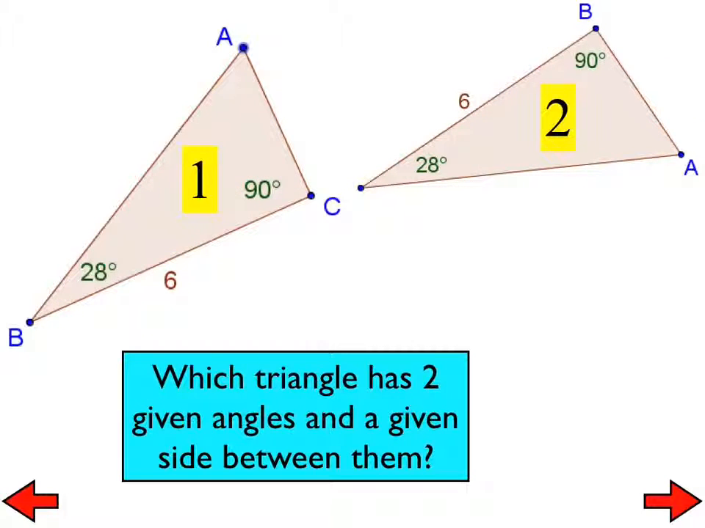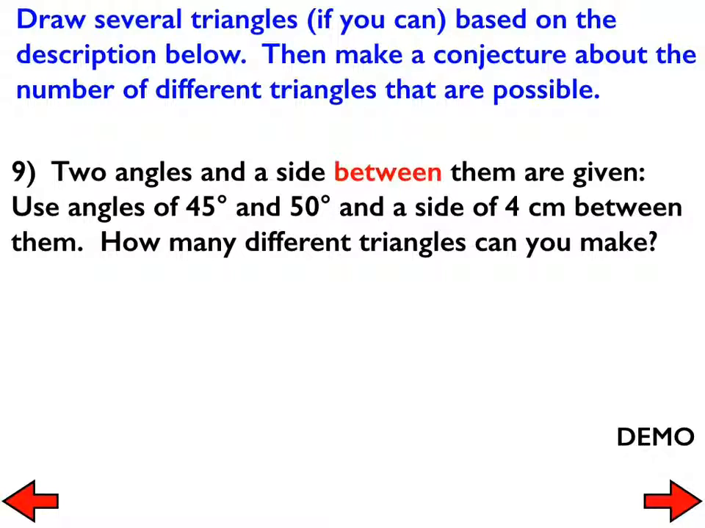Alrighty? So back to your notes. Number 9. Draw an angle. Start with the 4 centimeters. And then on one side of that 4 centimeters, make it 45 degrees. On the other side, make it 50 degrees. And hope that those lines that you drew to make those degree angles meet to make a triangle.